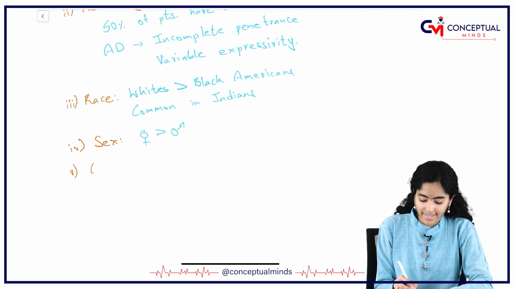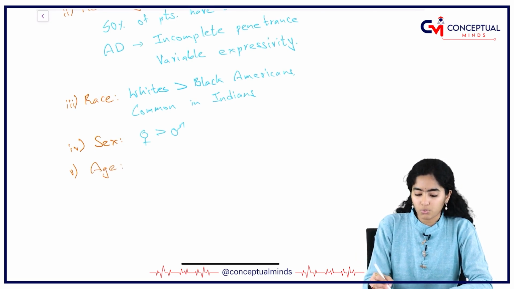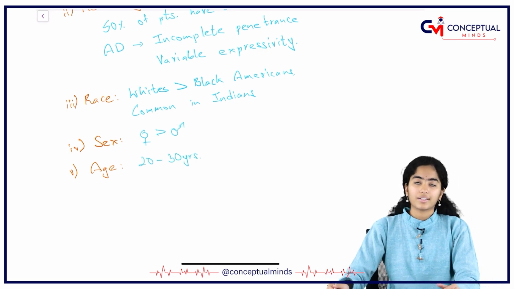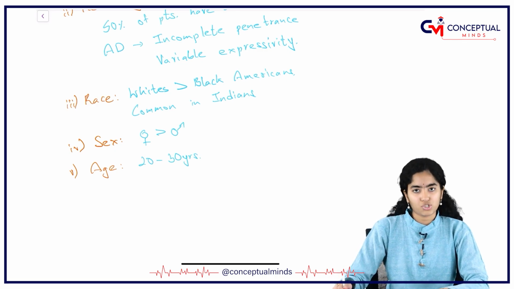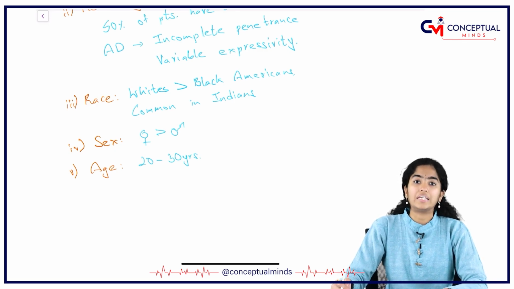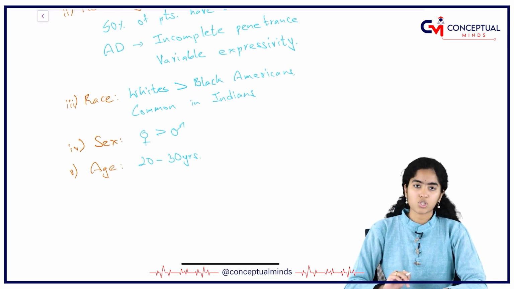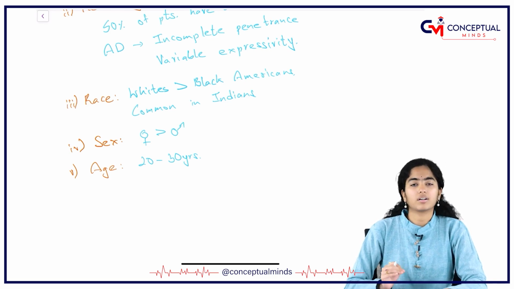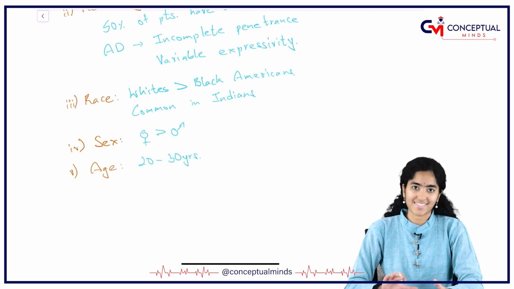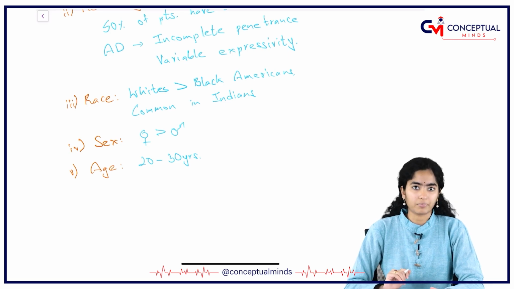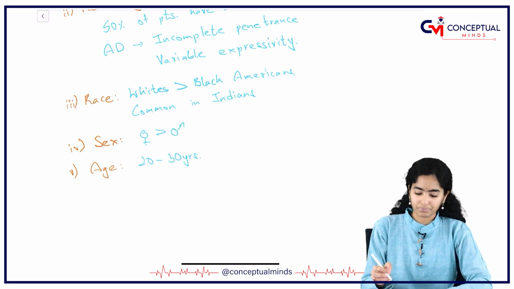Next factor is age. At what age does otosclerosis occur? It occurs between 20 to 30 years. That age, the patient starts to show features of hearing loss. A decade before and a decade later are also possible. That is 10 to 20 and 30 to 40 also some people will present. But it's very, very rare before the age of 10 and after the age of 40. So 20 to 30 years, this is the age group.